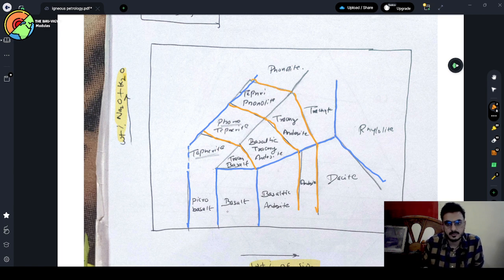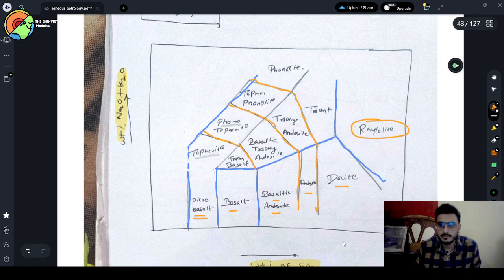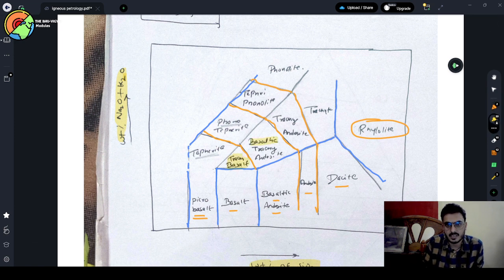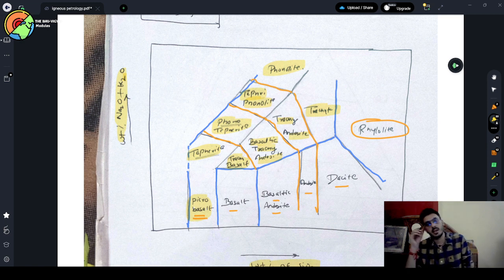Now if we see, here we have picrobasalt, okay, which has less silica in it. Then we go to basalt, then basaltic andesite, then dacite, and the high percentage you will get in rhyolite. Okay, so if the percentage of Na2O and K2O increases, you can see here you will get trachybasalt, then basaltic trachyandesite, then trachyandesite, then trachyte. Okay, similarly here we will get picrobasalt, then tephrite, then phonotephrite, then tephri-phonolite, and then at the end you will get phonolite. Now phonolite has the highest percentage of Na2O and K2O.